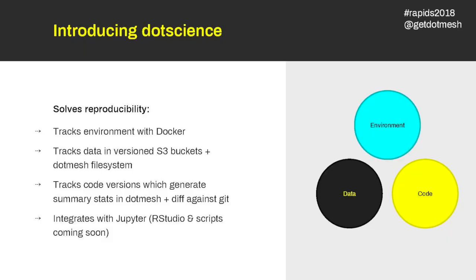Dotmesh is another primitive. It's one that we've developed that we're putting into this product so that we can make it easier and faster to track everything. So it also tracks code versions, and it tracks code versions which generate summary statistics. It currently integrates with Jupyter, and we're working on RStudio support and support for scripts.